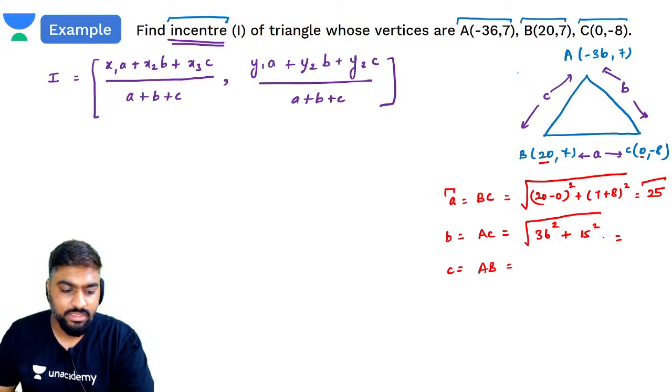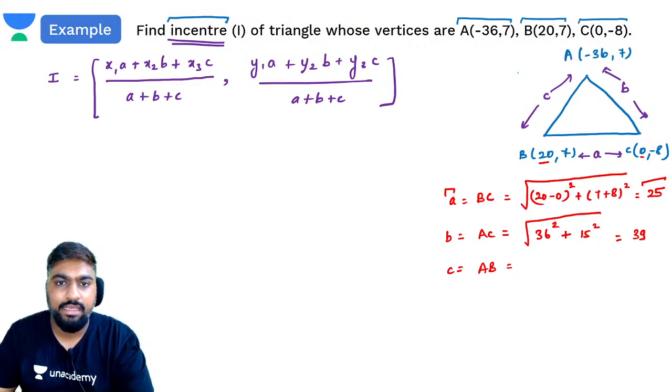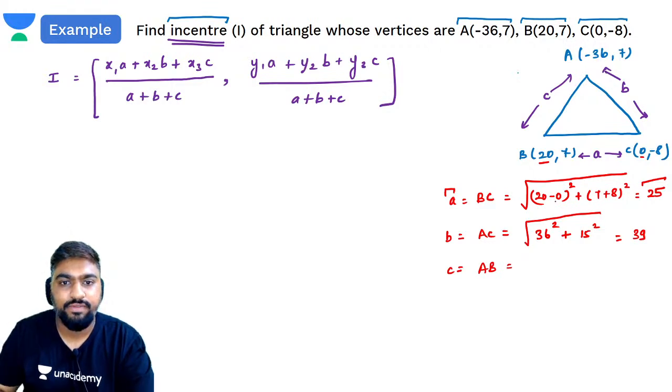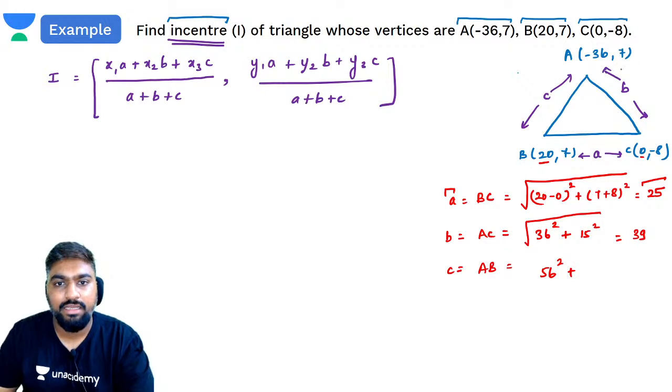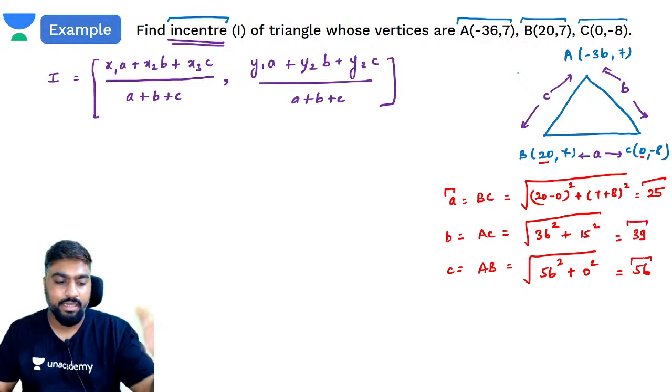Yes, which is how much? AC is 39, correct? Yes, and for C, which is AB, 20 minus of minus 36 is 56 square plus 7 minus 7, 0, है ना? तो ये 0 क्या? 0 square का under root. This is what? 56. तो now you've gotten तीनों sides a, b और c मिल गए आपको. अब directly just plug into that formula.